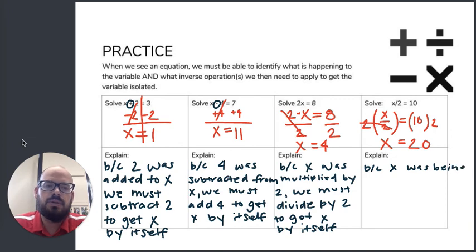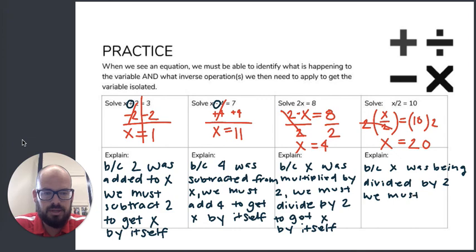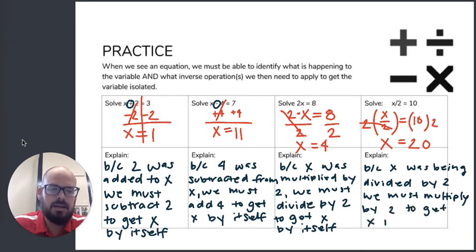Our explanation here is the same as the others. Because x was being divided by 2, we have to think of our inverse. Inverse of division is multiplication. We must multiply x by 2 to get x isolated, or to get x by itself. That's how we can find the value, and the value is 20.